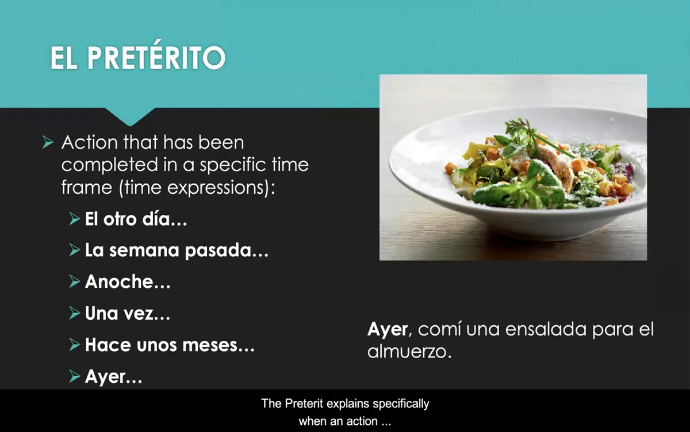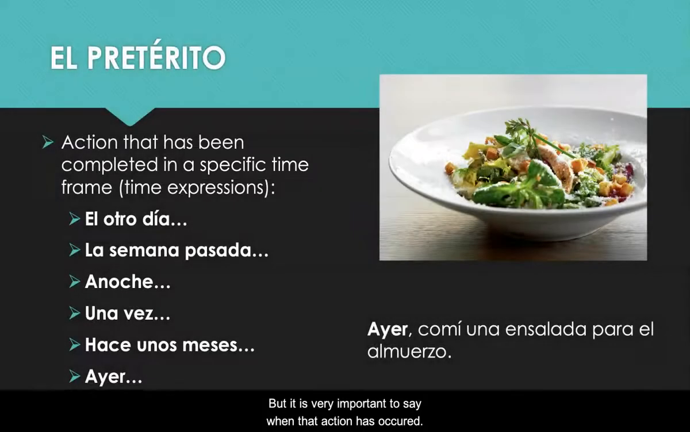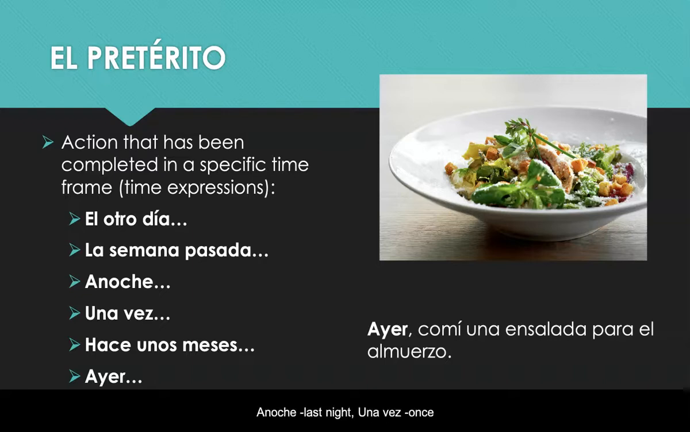The preterite explains specifically when an action has been completed, but it's very important to say when that action has occurred. That's why we have sometimes expressions like el otro día, the other day, la semana pasada, last week, anoche, last night, una vez, once, hace unos meses, a few months ago, or ayer, yesterday. Example, ayer comí una ensalada para el almuerzo. Yesterday I ate a salad for lunch.